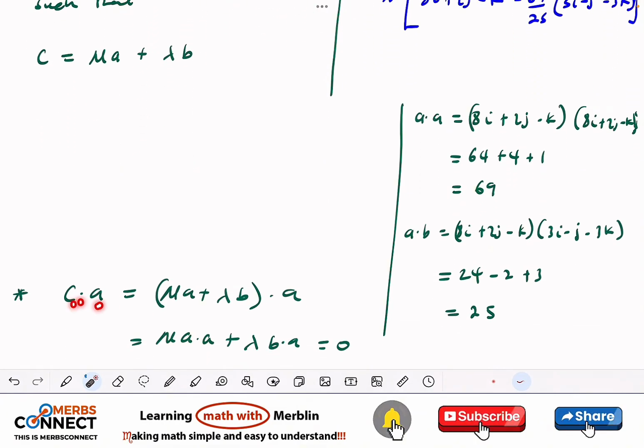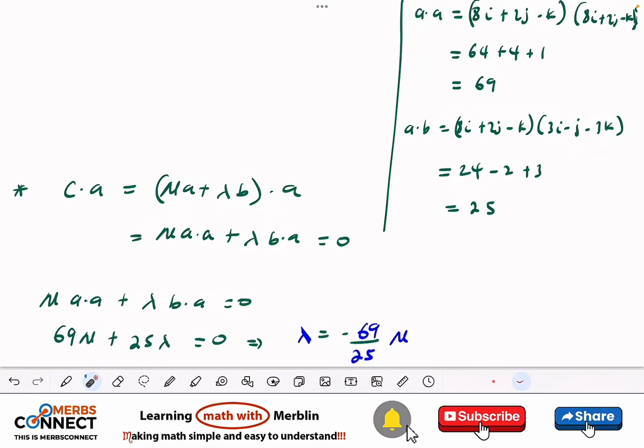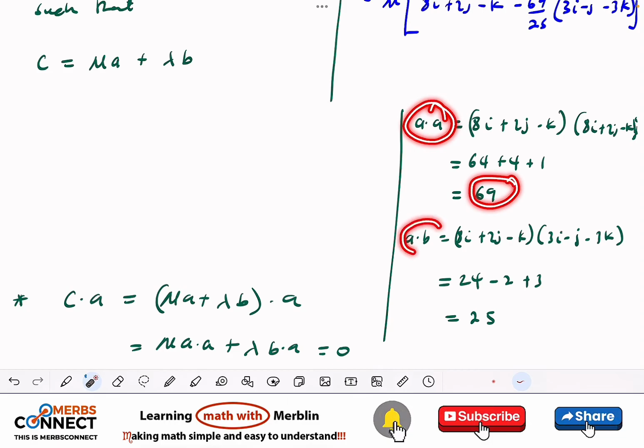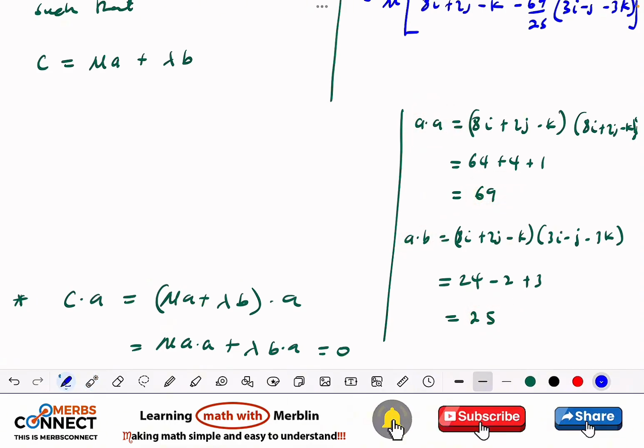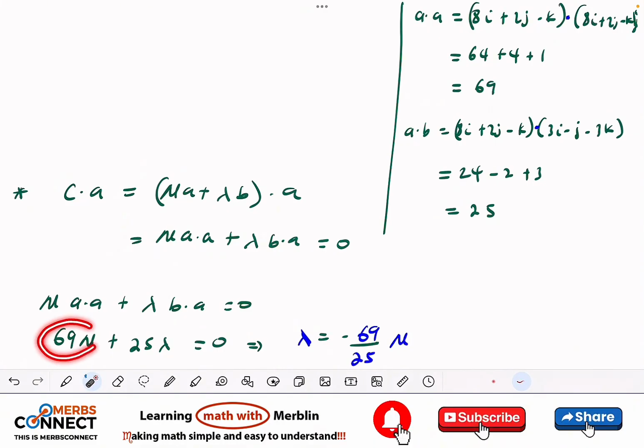So c dot a is equal to c, which is here, dotted with a. When I did that, I saw that I can multiply this by this because this is a scalar, this is also a scalar, and this is a vector, this is a vector. So I'm going to have a dot a, b dot b, which is equal to 0. Then I need to look for a dot a and b dot a. So I came here and did that using the dot product. When I finished this and this, I did the substitution here.